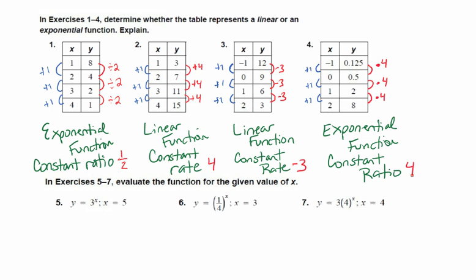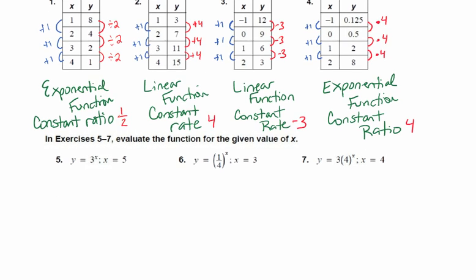Let's practice evaluating functions. So in this 5th example, we have y equals 3 raised to the x when x equals 5. It's pretty simple. We're just going to take that x equals 5 and replace the x with the number 5. So here we'll have y equals 3 raised to the 5th power. What that means is 3 times 3 times 3 times 3 times 3, but we write 3 to the 5th power to make that a little bit less cumbersome to write.